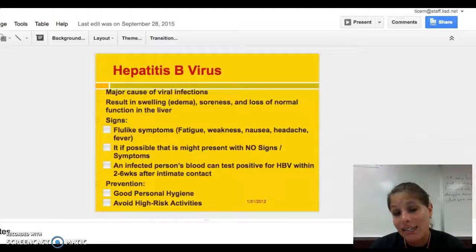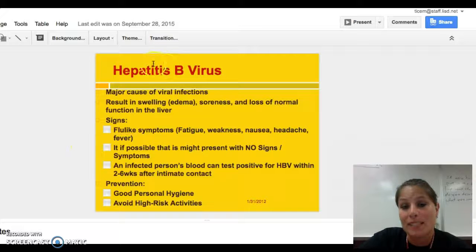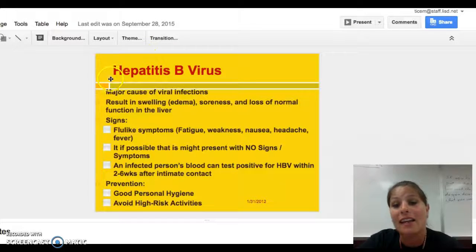Now, hepatitis is a word that pertains to one particular part of your body. You see the word hepatitis, I-T-I-S right here, means that there's inflammation. So remember those five signs of inflammation that we just learned in tissue healing. And hepat is talking about your liver. So hepatitis B virus is talking about inflammation of the liver.